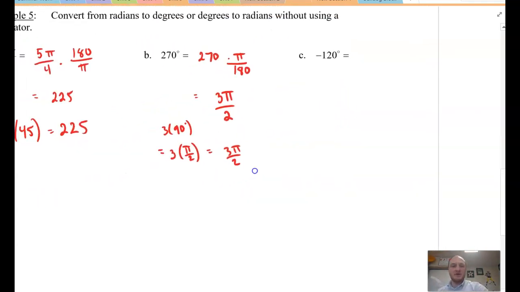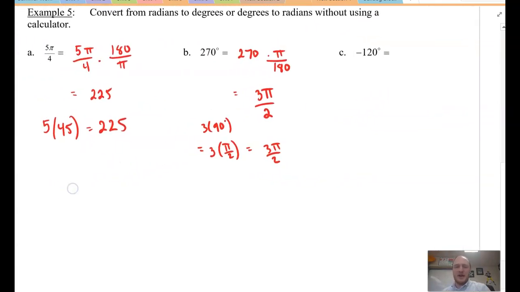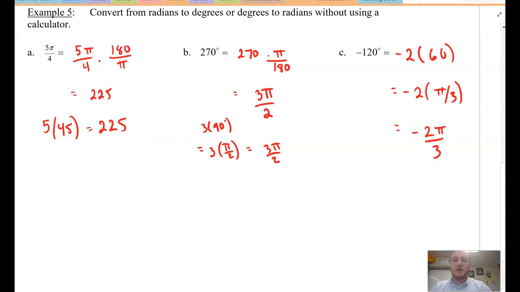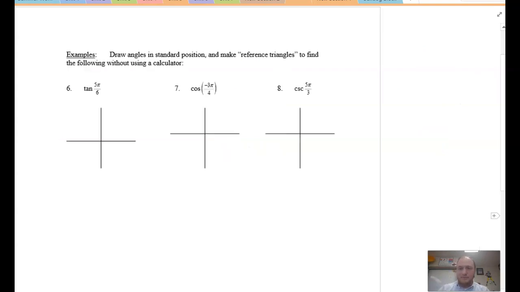All right, negative 120 degrees. Remember that is just going clockwise. So I can know that this is 2 times 60 degrees, and that is pi thirds. So this is negative 2 pi thirds. But again, you can multiply by pi on top, 180 on bottom, and you'll get negative 2 pi over 3. You need to know how to convert. That's foundational knowledge, right?